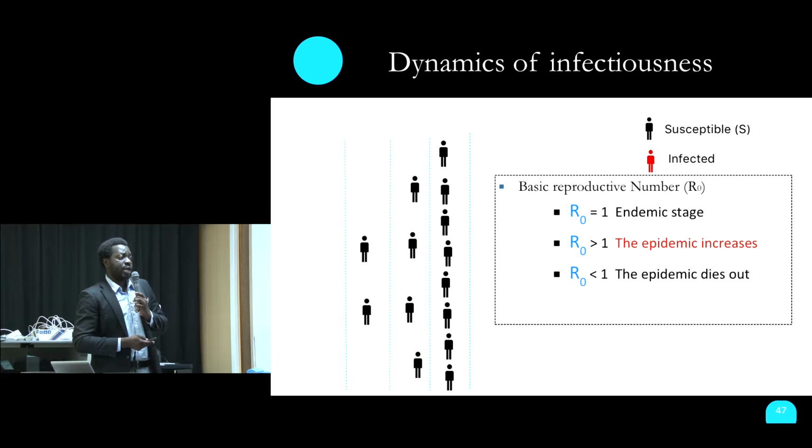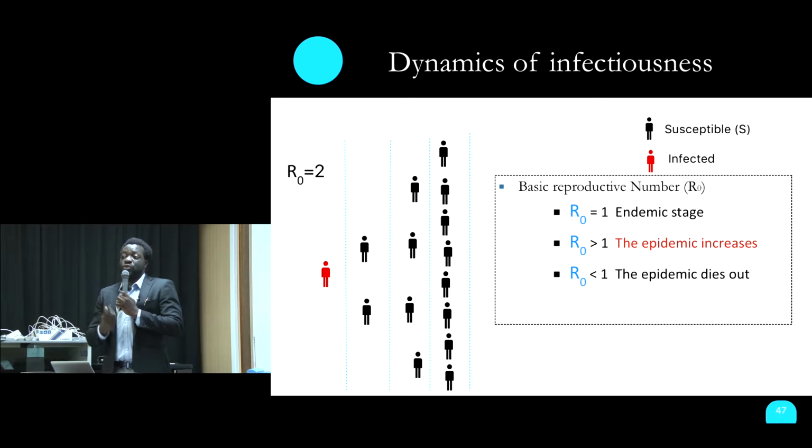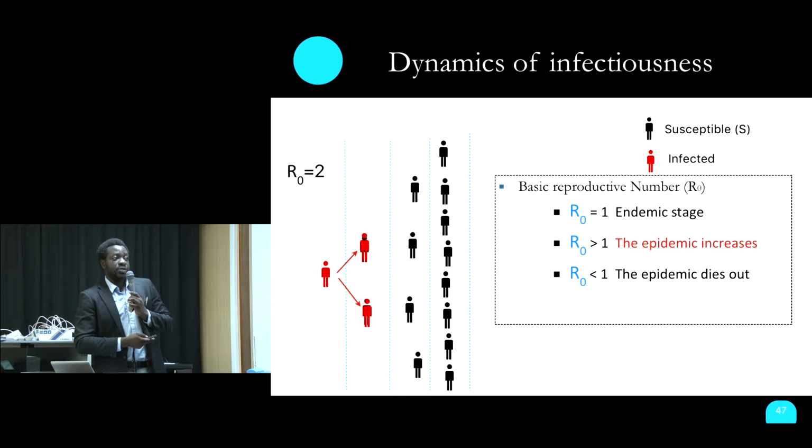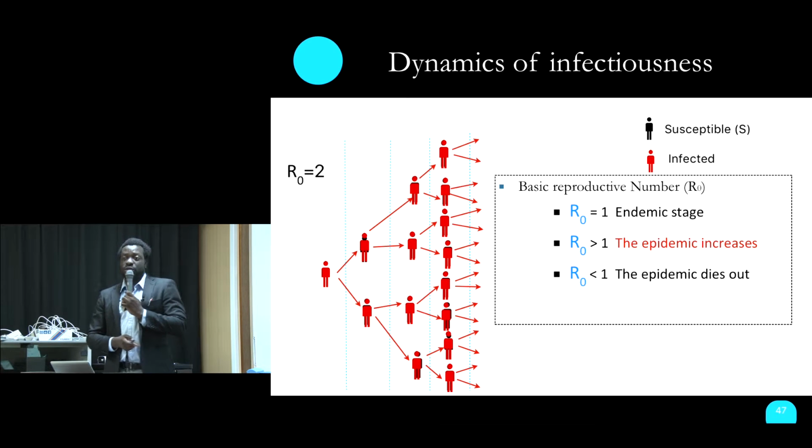In this scenario, the basic reproductive number is 2, meaning that one person can transmit infection to 2 people. So in this case, it goes like this, and it goes. As you can see, the more we go, the more rapidly the epidemic spreads. So we have here a risk of epidemic.